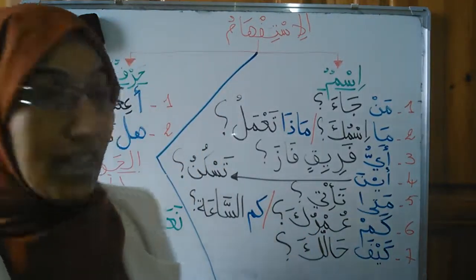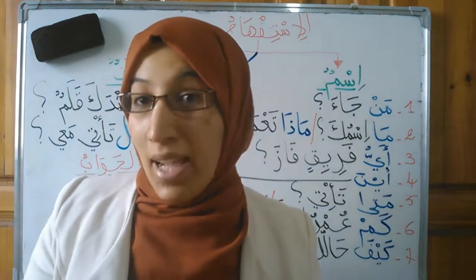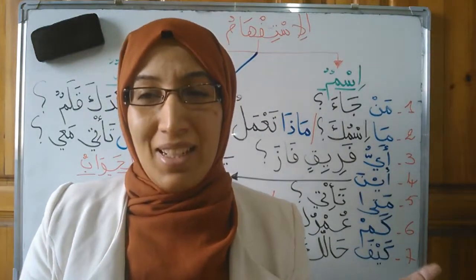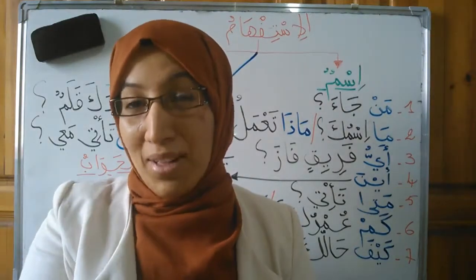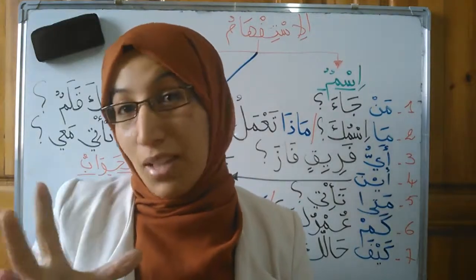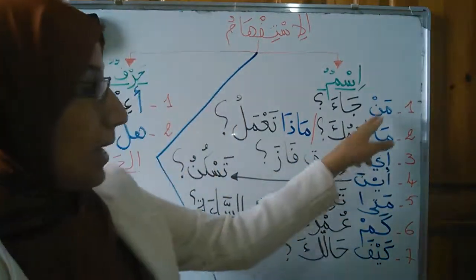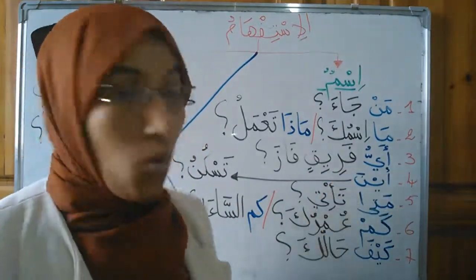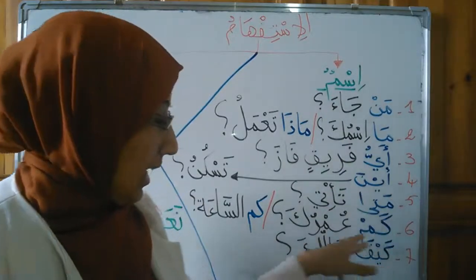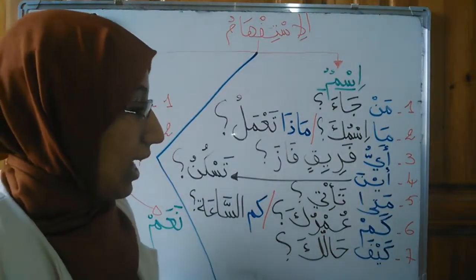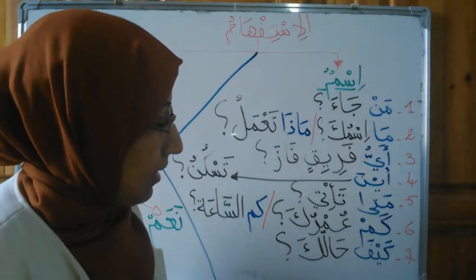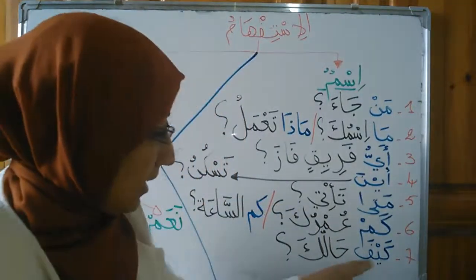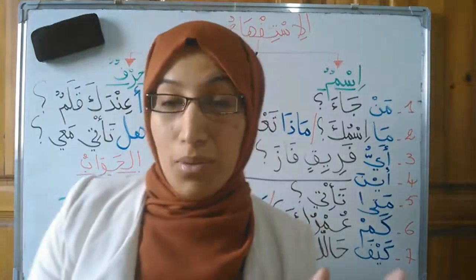The last one is kayfa. Kayfa haluk, you know it. Kayfa haluk means how are you. So kayfa is how. I repeat: man, who; ma and madha, what; ayyu, which; aina, where; mata, when; kam, generally when the answer is a number, like how old are you. And in the last, I have kayfa haluk, how. Kayfa is how.